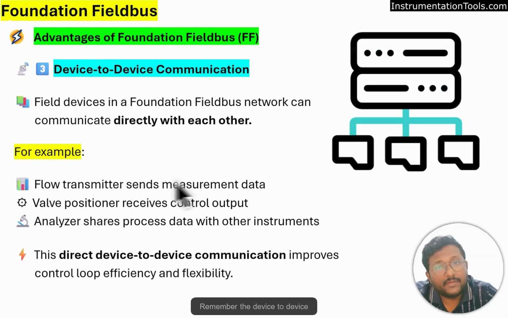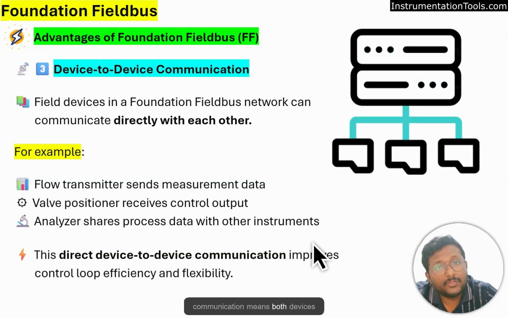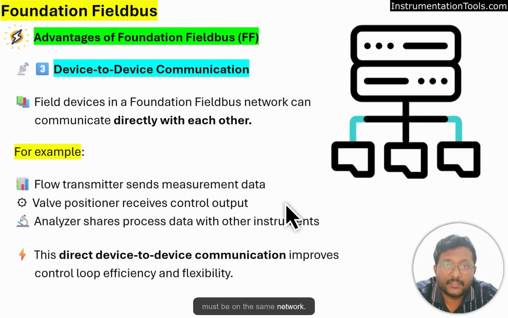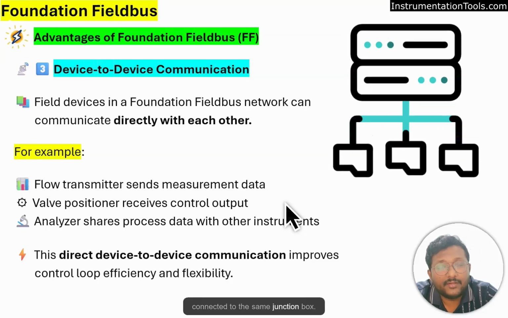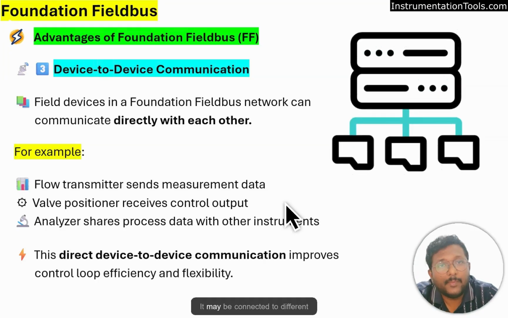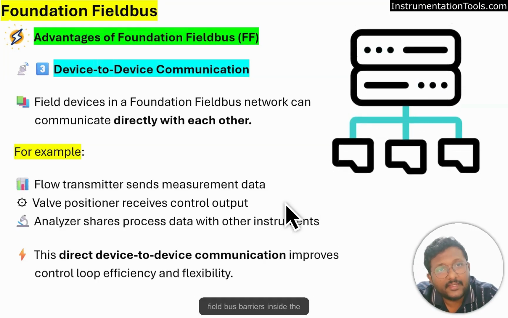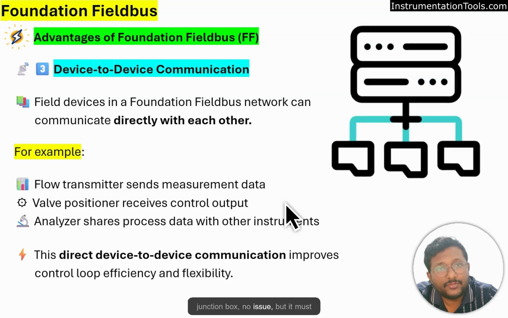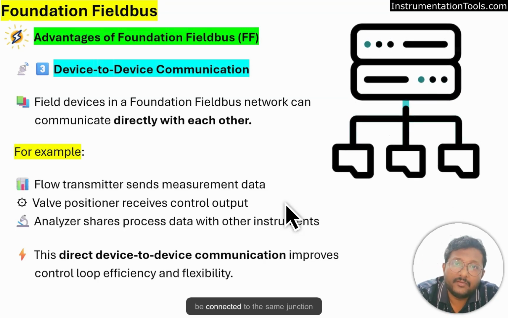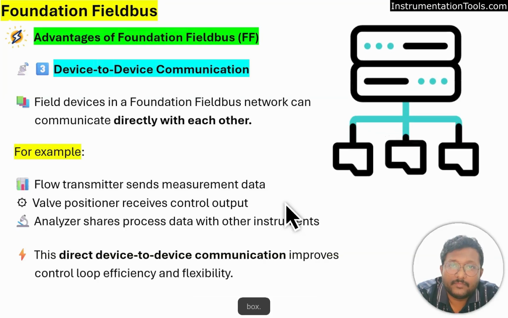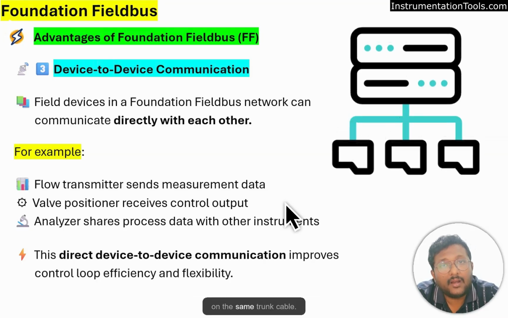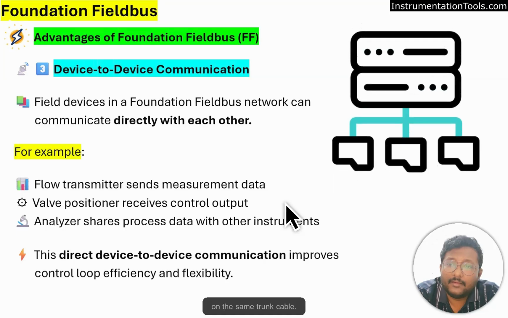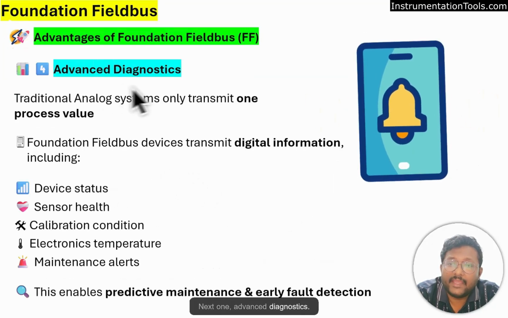Remember, device to device communication means both devices must be on the same network. That means both devices are connected to the same junction box. It may be connected to different fieldbus barriers inside the junction box, no issue, but it must be connected to the same junction box. All these devices must be on the same network, on the same segment, or on the same trunk cable.